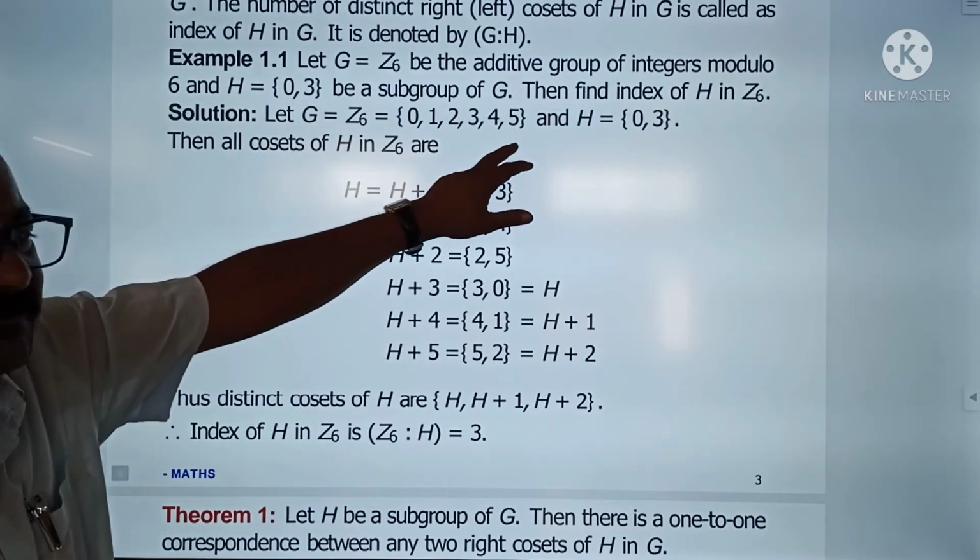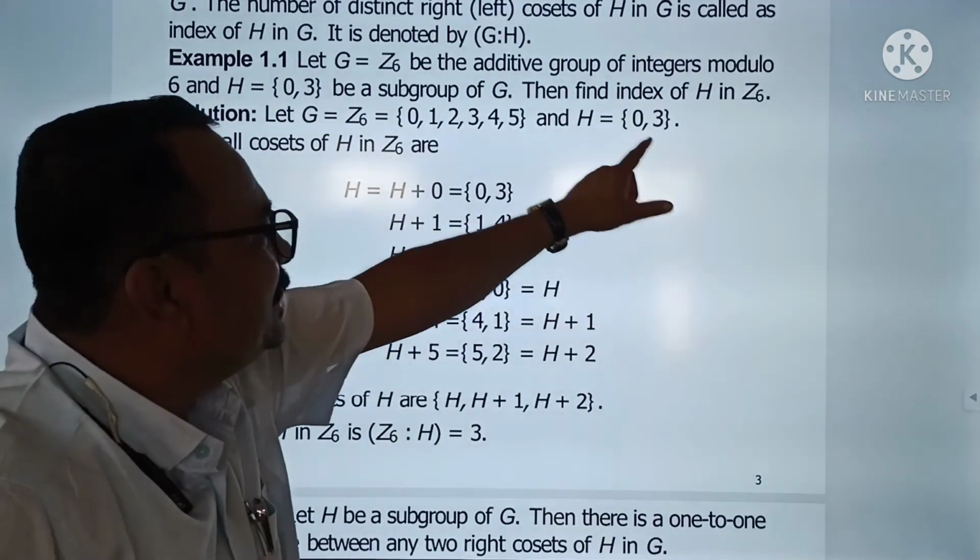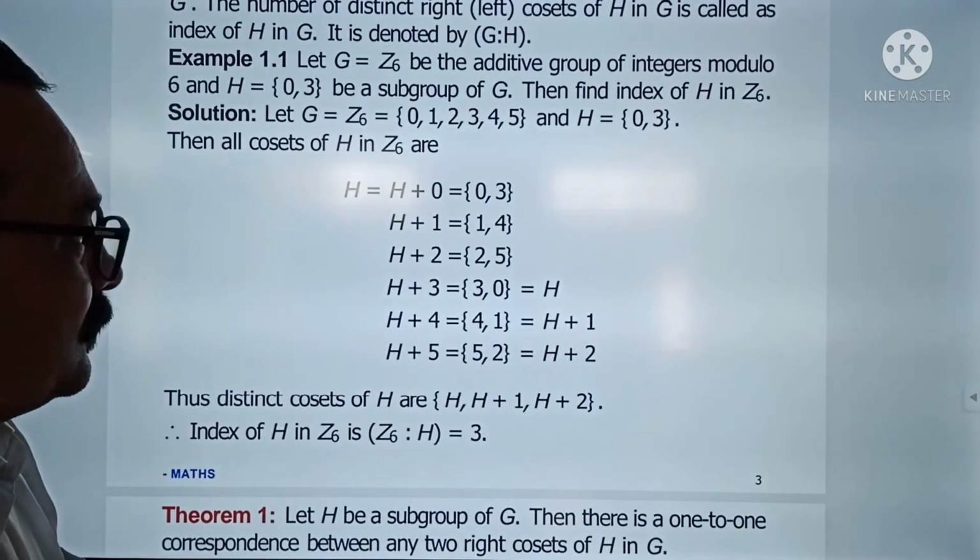This is G, a group, a finite group, because it contains a finite number of elements. Clearly H is 0, 3, a subgroup.